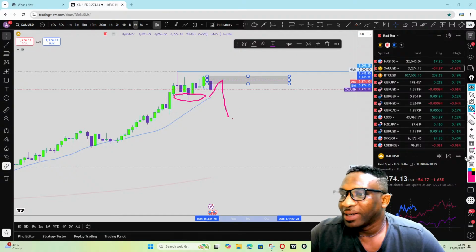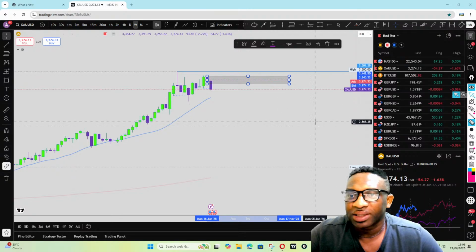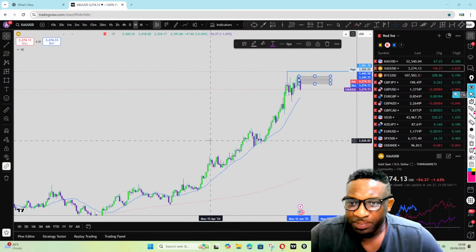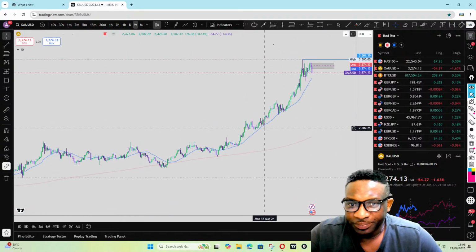Already we've had some movements to the upside for some time now. If we look at the charts, it's been in this upward move right from here. Let's see.